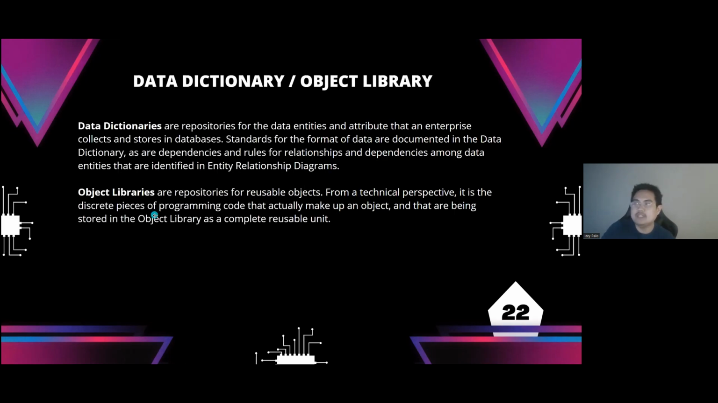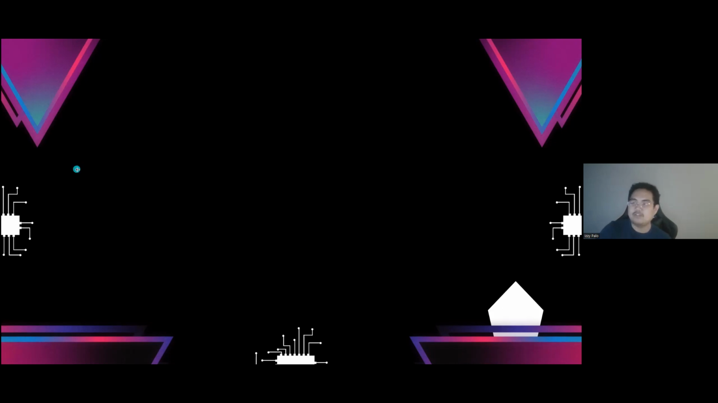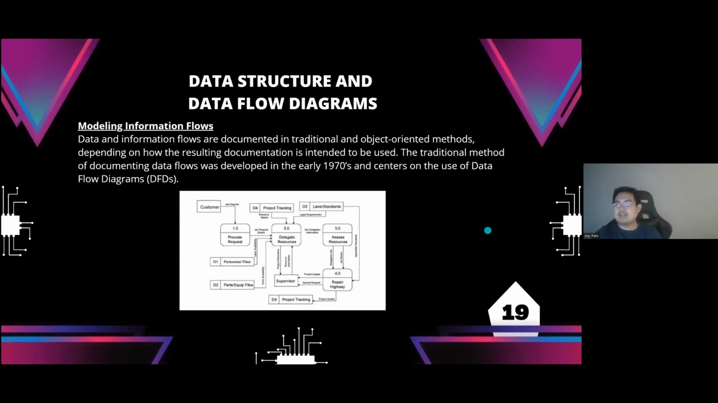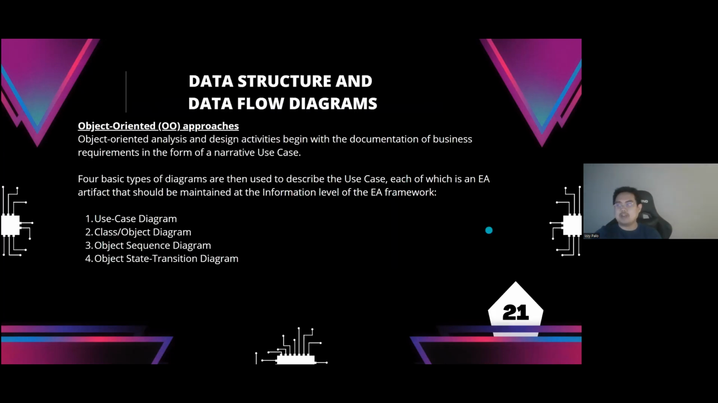Another artifact that we need to have is the data dictionary. Data dictionaries are repositories of data entities and attributes that the enterprise collects and stores in databases. Standards for the format of data are documented in the data dictionary, as are the relationships and dependencies among data entities that are identified in the ERD. If we go back to the sample ERD, we are going to document each of the entities here, with more details about the entity, like the attributes or properties, the relationships, which entity is related to one another, and other information. All of that is included in the data dictionary.